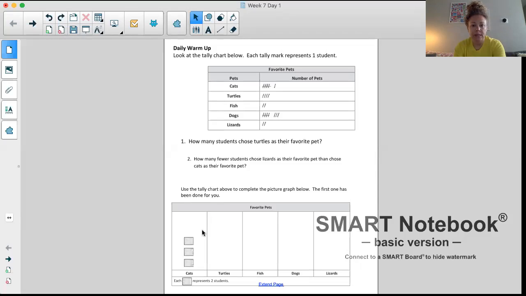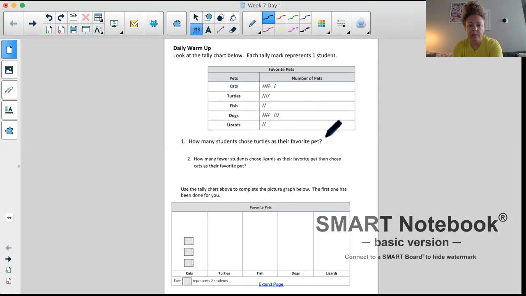So along this side, these are showing us favorite pets. We see pets: cats, turtles, fish, dogs, lizards, and then the number of pets. So each of these little lines or tally marks represents one pet. How many students chose turtles as their favorite pet? So we find turtles, and then we look over here and we count 1, 2, 3, 4. So 4 students.